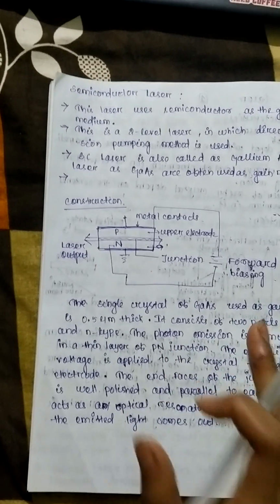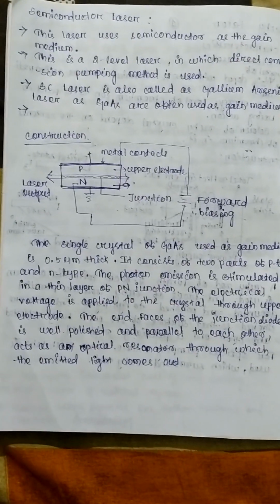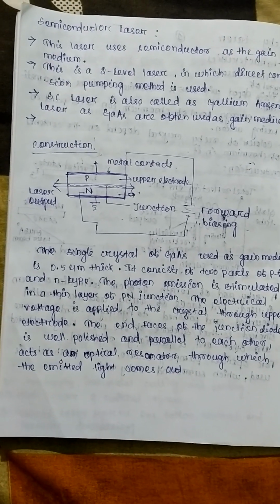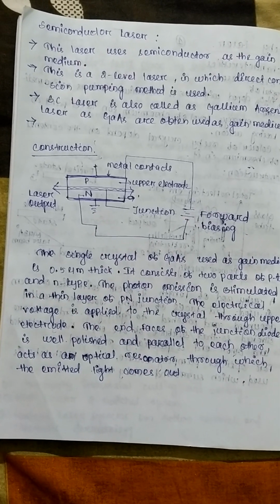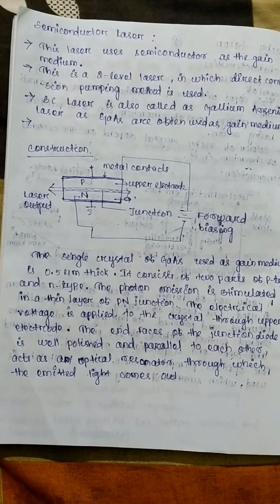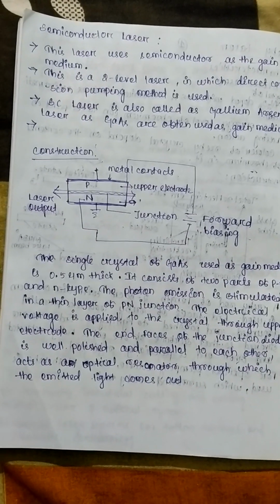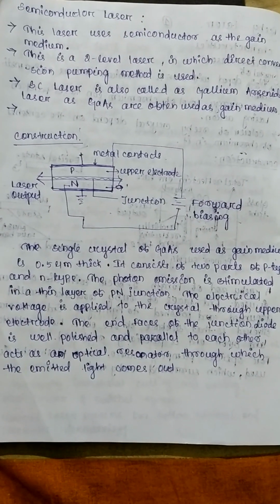And as the gain medium, we can use gallium arsenide, aluminum gallium arsenide, indium gallium phosphide, gallium nitride, indium gallium arsenide, indium gallium arsenide nitride. But gallium arsenide is the most commonly used among all these gain media.